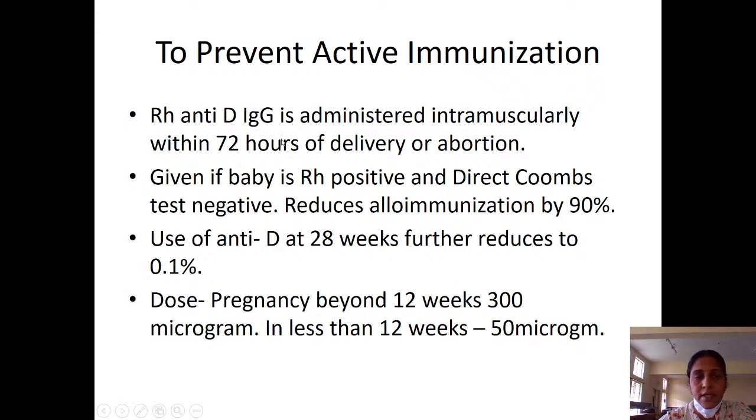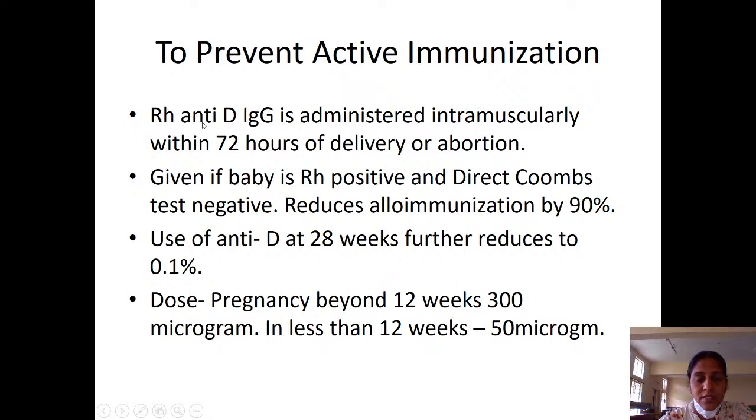Rh anti-D immunoglobulin is given intramuscularly in the gluteal region within 72 hours of abortion. If you can give it then, it is better. Because if you give it late, we can give it up to 28 days, but the effectiveness will be reduced because the antibody is already produced. So it is best to give it within 72 hours.